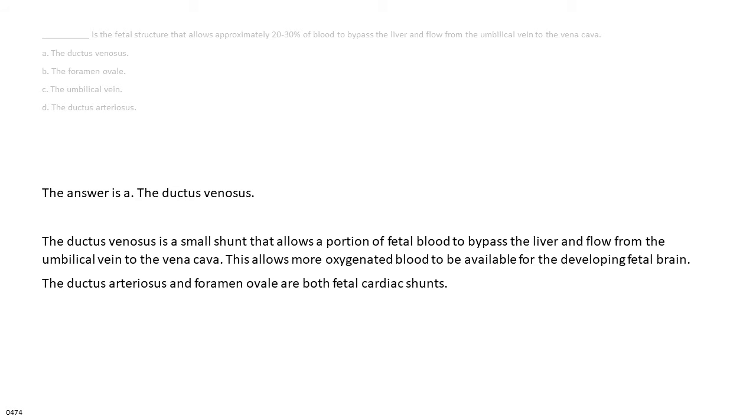The answer is A. The ductus venosus. The ductus venosus is a small shunt that allows a portion of fetal blood to bypass the liver and flow from the umbilical vein to the vena cava. This allows more oxygenated blood to be available for the developing fetal brain. The ductus arteriosus and foramen ovale are both fetal cardiac shunts.